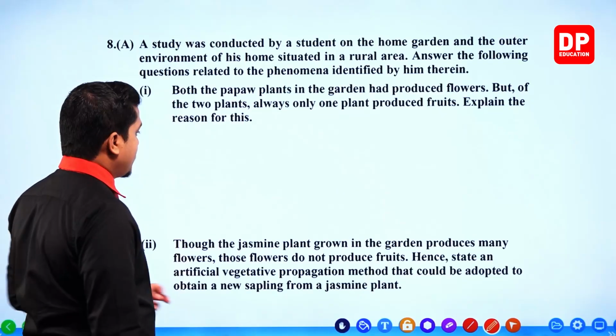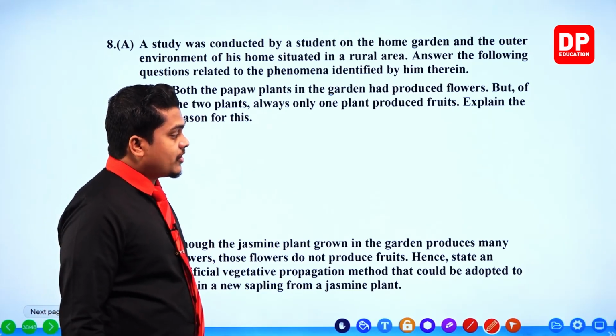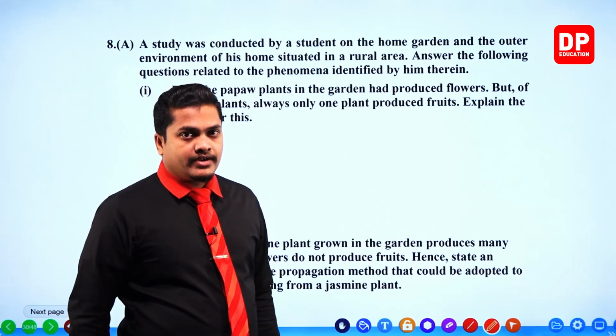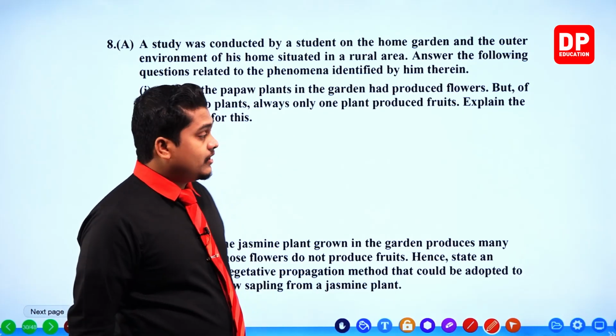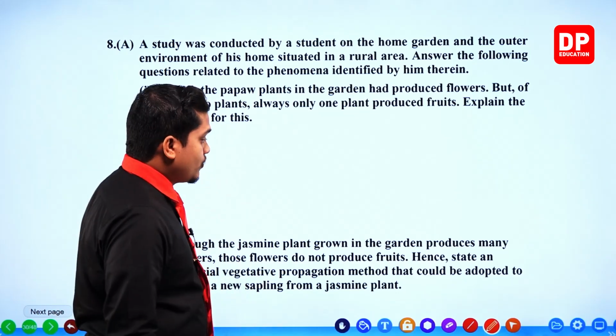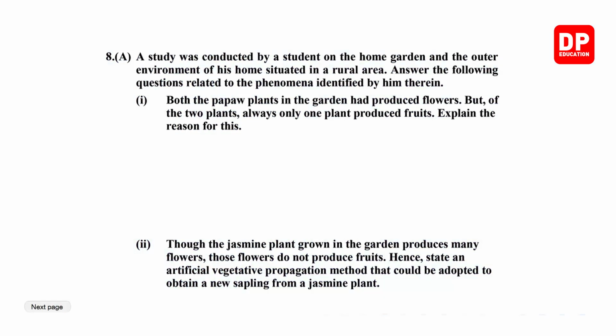We'll answer the questions, and like in the previous chapters, finally we'll give out the marks for the correct responses, right? And let's then answer from the first question onwards. We'll see how to answer the questions then. Okay, so a study was conducted by a student on the home garden and the outer environment of his home situated in a rural area. Answer the following questions related to the phenomena identified by him therein.